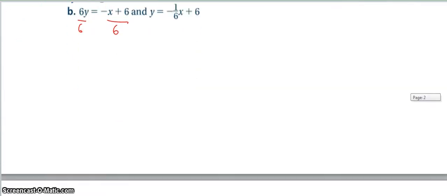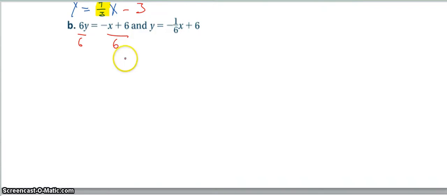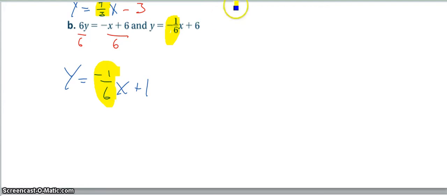So if we come back down here into B, when we divide by 6 on both sides, we then will get y on our left side by itself, -1/6 x plus 1. And we're trying to test, is it parallel or perpendicular to this line? Well, this slope, if I can actually get the highlighter, this slope is a -1/6, and this slope is also a -1/6. So we know that these lines are in fact parallel.